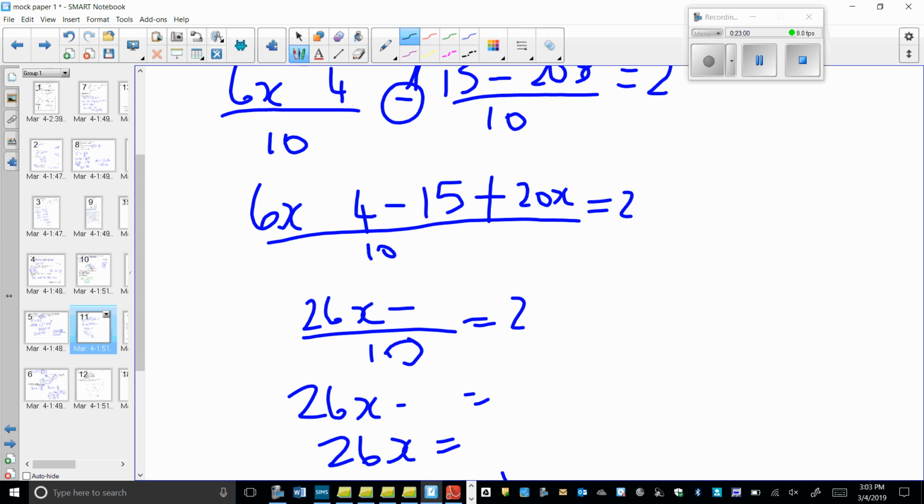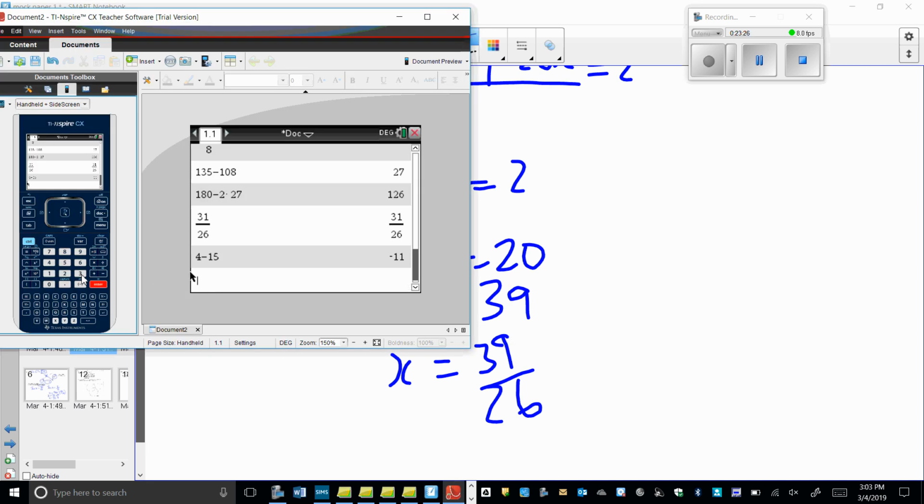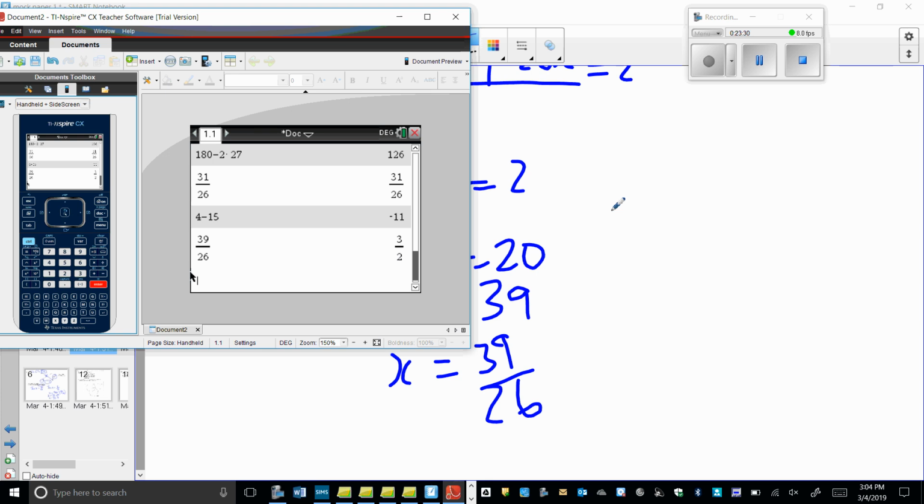Okay, so take away minus 19, 20, so add 19 to both sides, gets 39. So then with 39 over 26 is 1.5, 3 over 2.